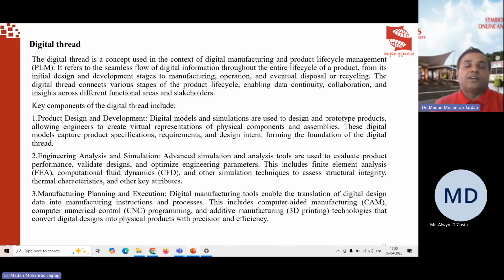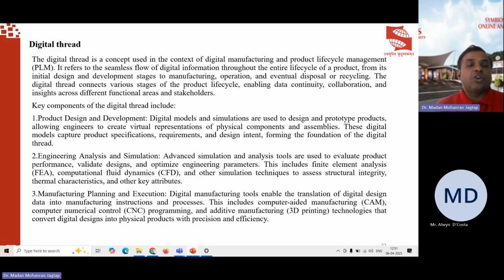When there is information transfer from one point to another point, that can be done with the digital thread. How is this digital information or digital communication happening within different heterogeneous systems? That is with the help of digital thread. Here the digital thread connects various stages of the product life cycle, enabling data continuity, collaboration and insight across different functional areas and stakeholders.